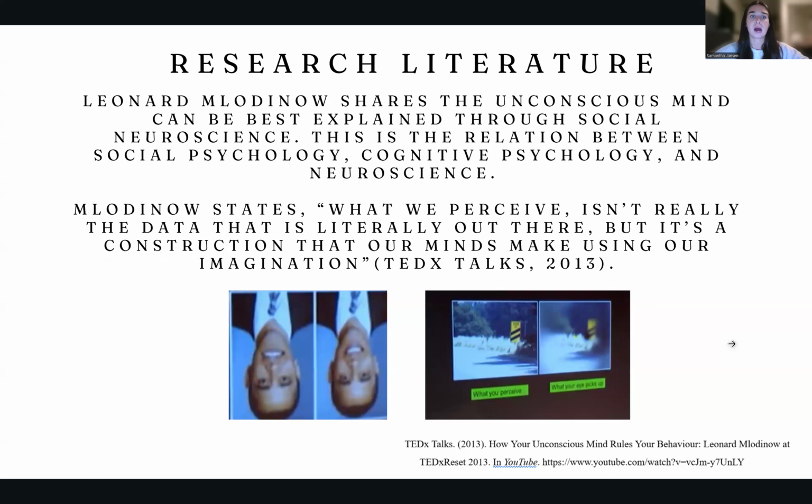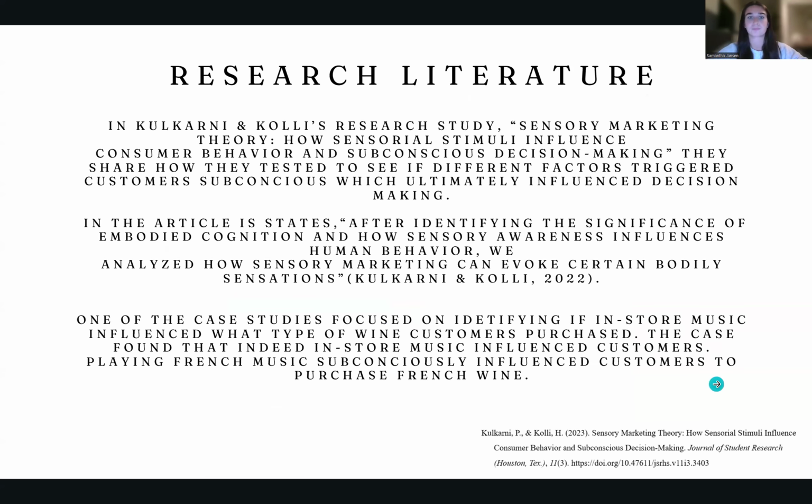So starting off, you'll see here I had two of the TED Talks as I researched literature. I find those really helpful. The first one is with Leonard Mlodinow. He shares that the unconscious mind can be best explained through social neuroscience. This is the relation between social psychology, cognitive psychology, and neuroscience. He states that what we perceive isn't really the data that is literally out there, but a construction that our minds make using our imagination.